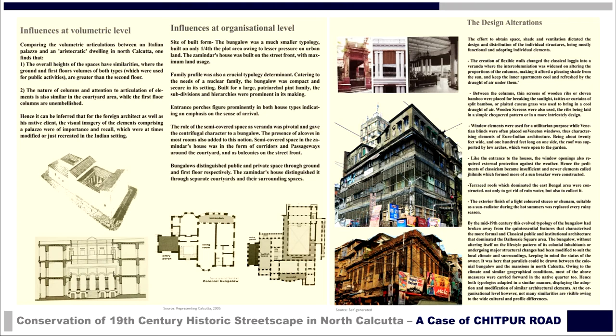Design alterations were done responding to climatic conditions, like between the columns, thin screens of wooden ribs or cloven bamboos were placed for breaking sunlight, and terrace roofs to get rid of rainwater. Characterized elements of Euro-Indian architecture.